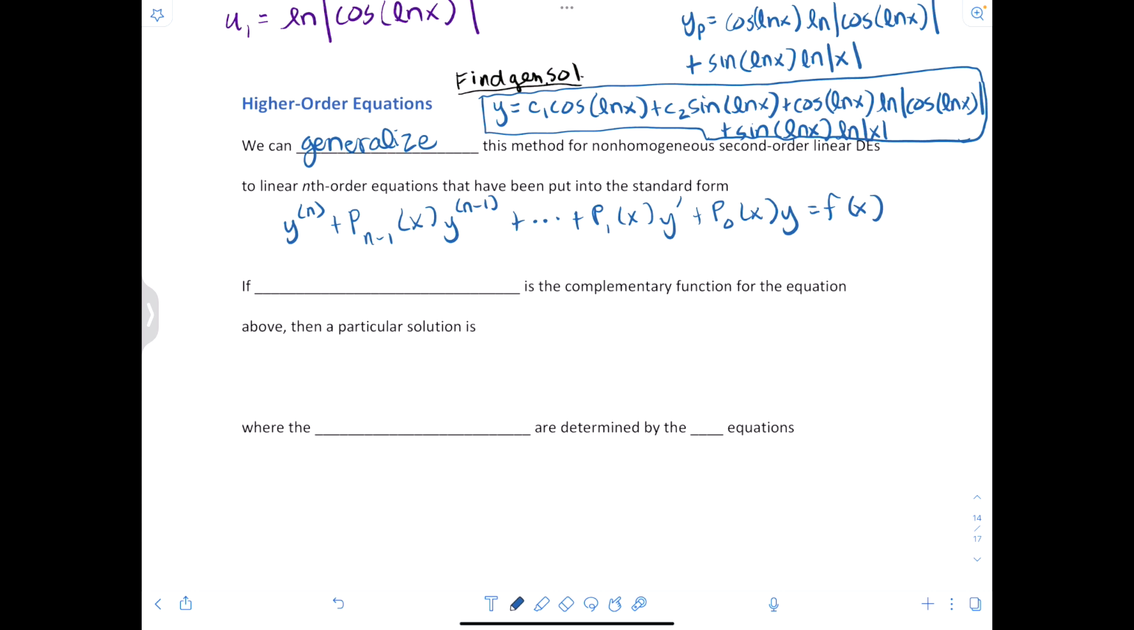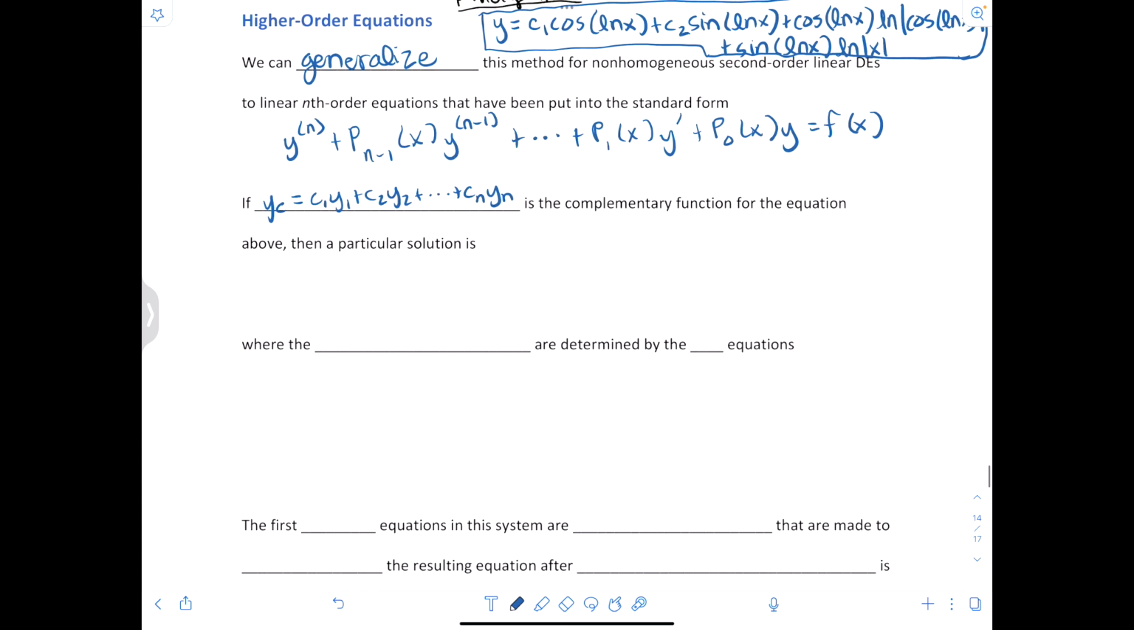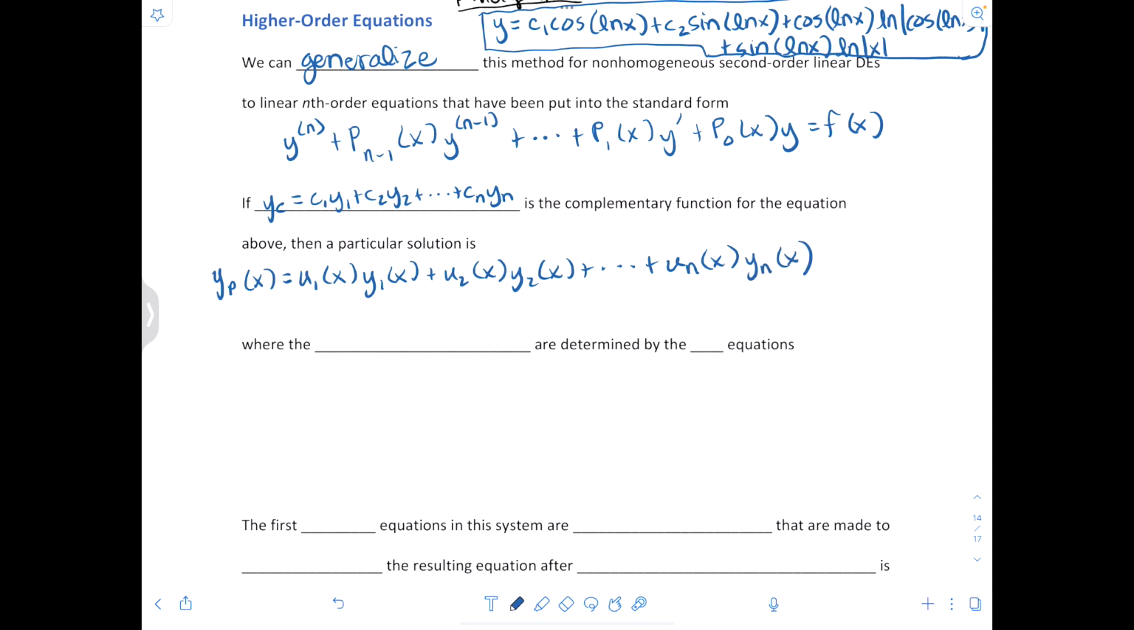If yc equals c1 y1 plus c2 y2 plus dot dot dot plus cn yn is the complementary function for the equation above, then a particular solution is yp of x equals u1 of x y1 of x, plus u2 of x y2 of x, plus dot dot dot, plus un of x yn of x, where the u sub k prime, where k equals 1, 2, all the way down to n, are determined by the n equations.